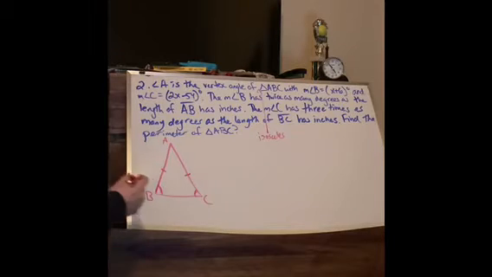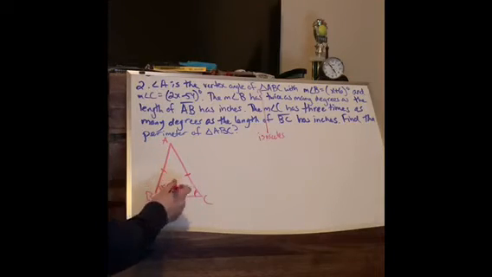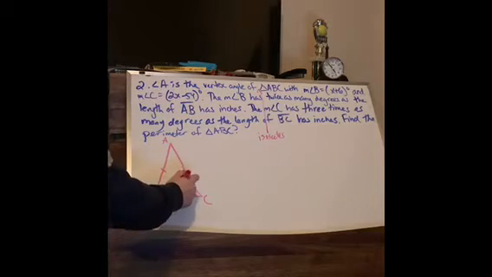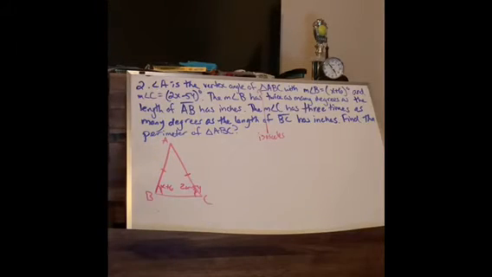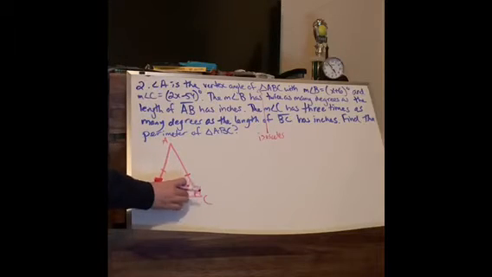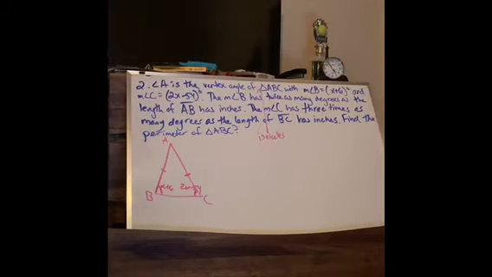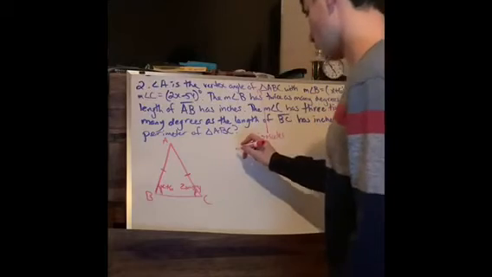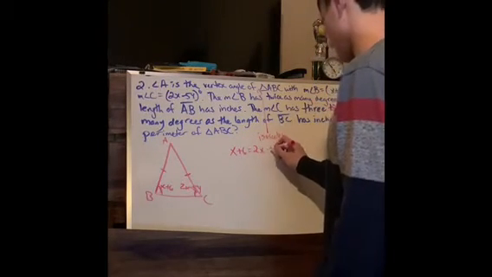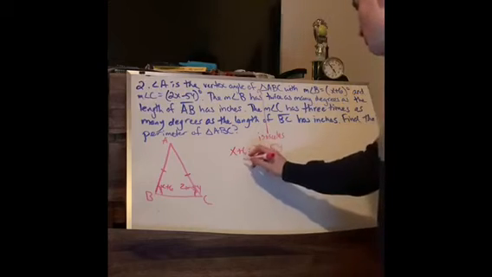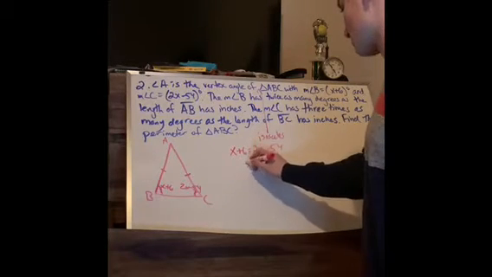Measure B is x plus 6. Measure C is 2x minus 54. Sorry if you can't see that. Well, these are the base angles, so they're going to be congruent to each other. So we can solve x plus 6 is equal to 2x minus 54. We can subtract x, add 54. x is equal to 60.